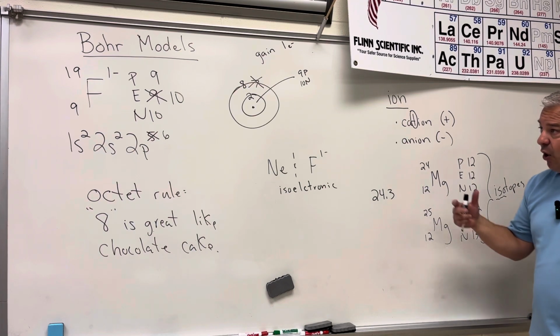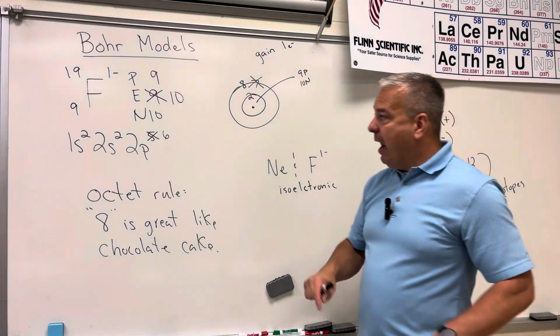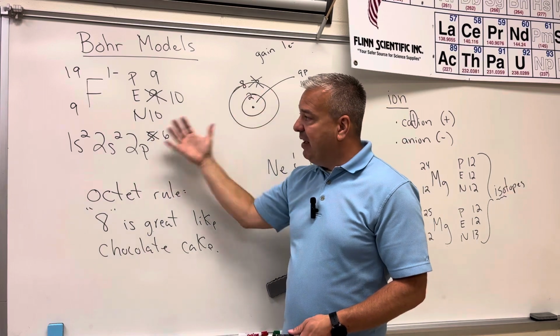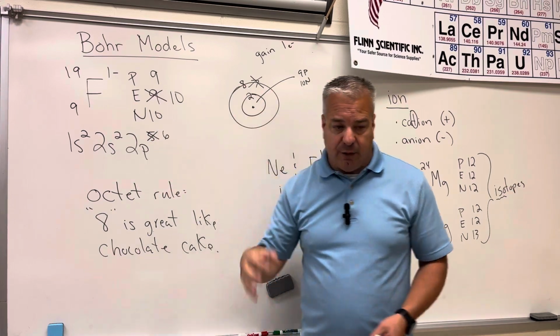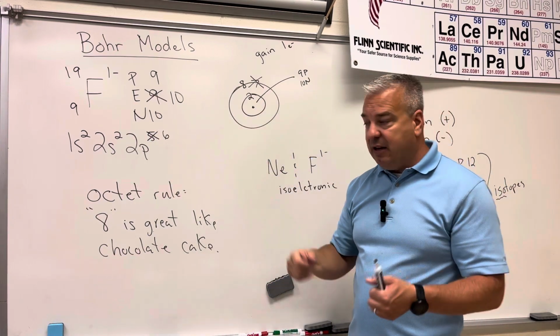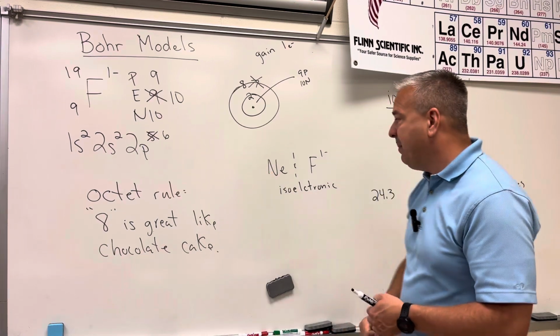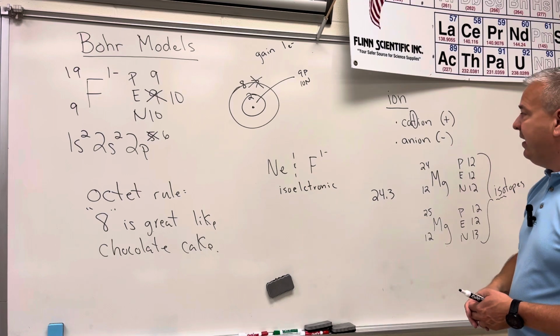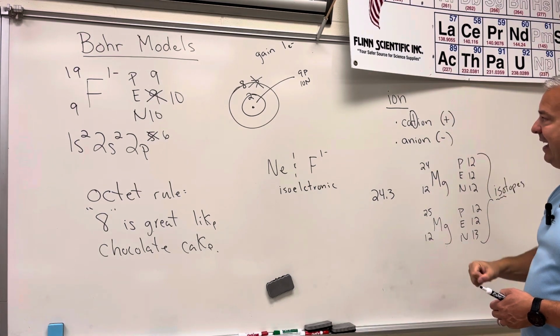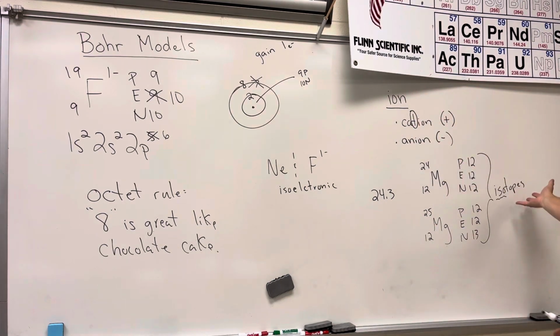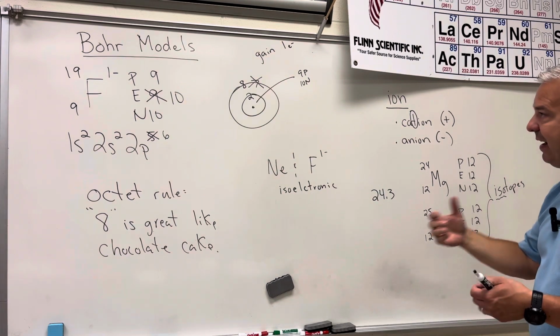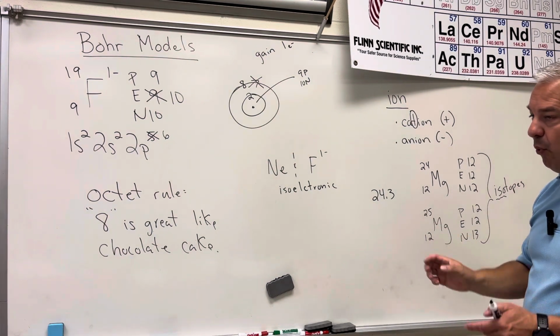So I hope that helped. I hope you understand how we put together these Bohr models, as far as the nucleus and the rings, and using the electron configuration to tell us that. A couple vocabulary words like isoelectronic, anion and cation, the word ion, and isotope. And that kind of concludes the lesson on Bohr models.